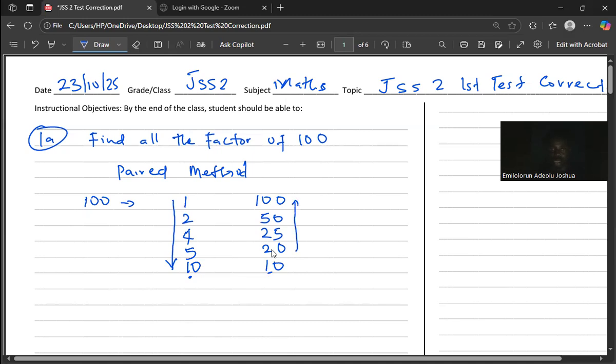So you start with 1. 1 is a factor. Sorry, let me scroll up.